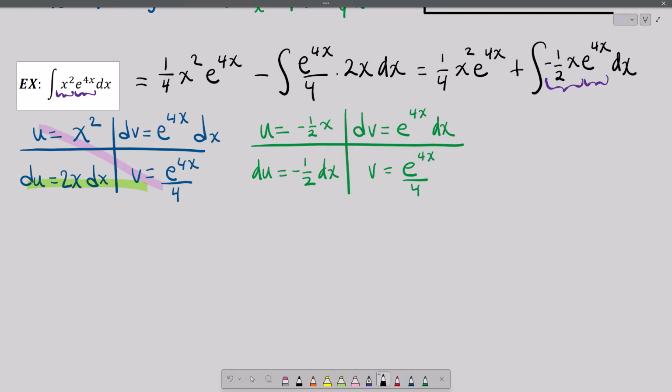So let's come over here. So we're going to have 1/4 x squared e to the 4x. That's the leading function. Okay. So uv, main diagonal, right there. That's going to be negative 1/2 times 1/4, so that's negative 1/8 x e to the 4x. So there's our uv right there.